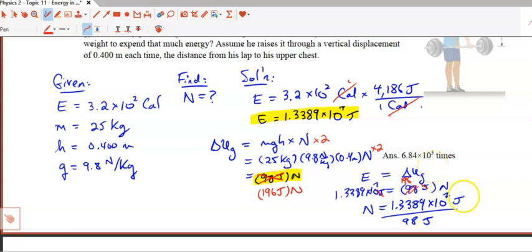And so therefore I've got a factor of 2 in the bottom, which, when I put that answer in there, I do indeed get my answer that I initially had, which is 6.84 times 10 to the power of 3 times. Okay, I hope that makes sense. Thank you.